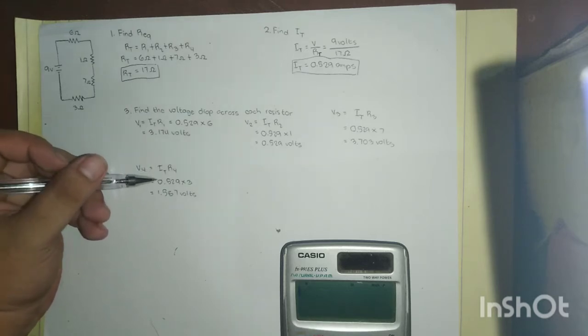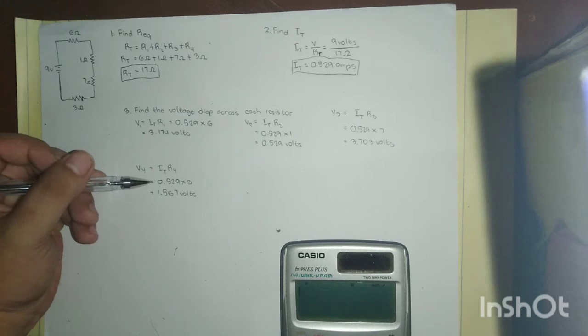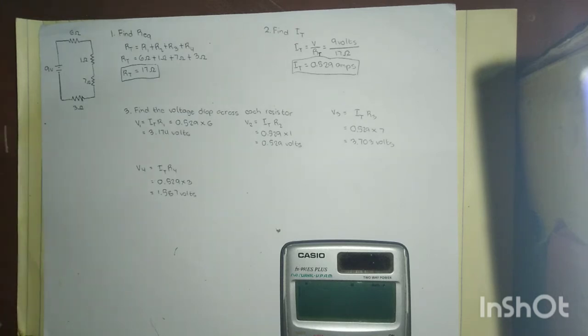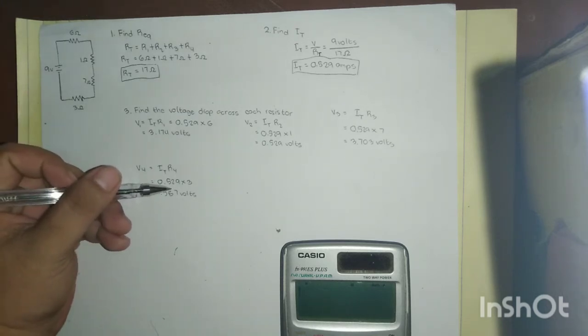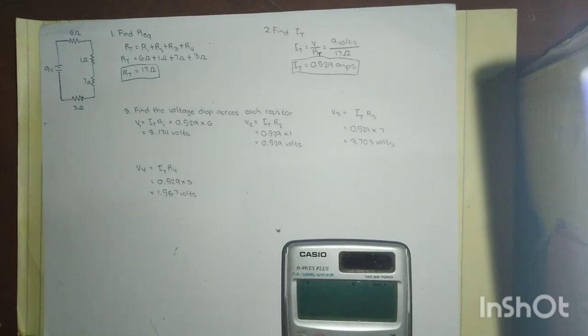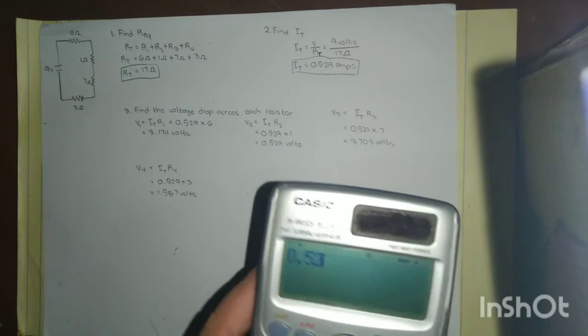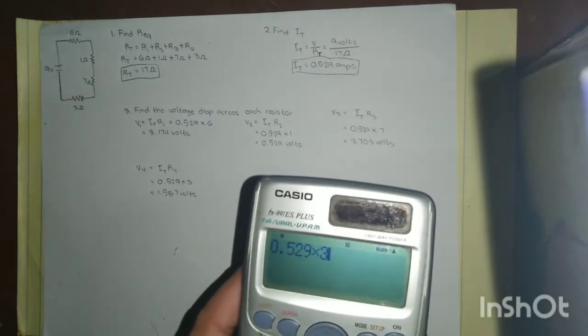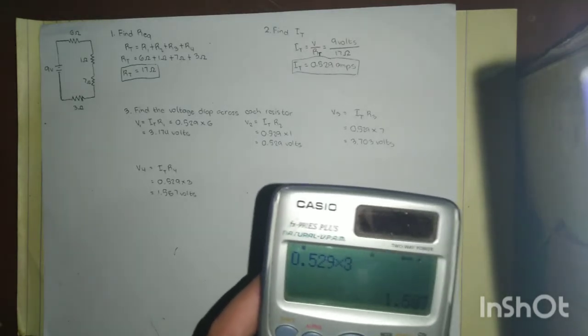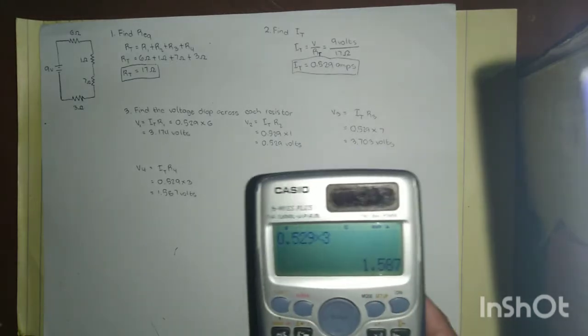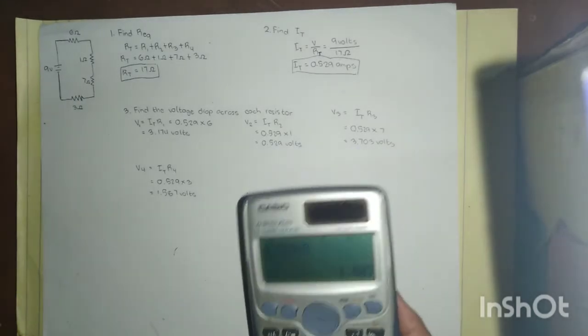The last resistor, V sub 4, or the voltage drop across the fourth resistor, is equal to the total current multiplied by the fourth resistor. So 0.529 amps times 3 ohms is equal to 1.587 volts.